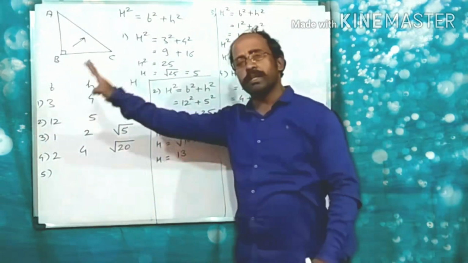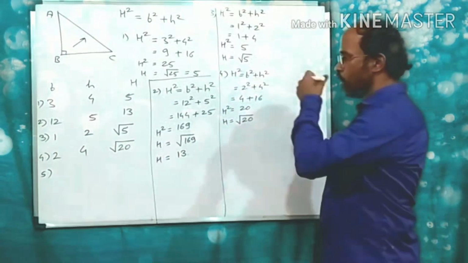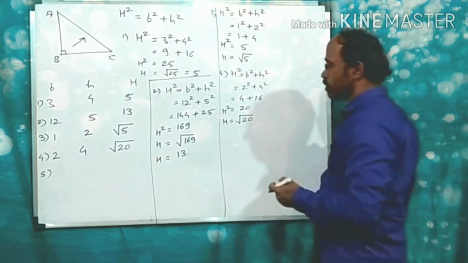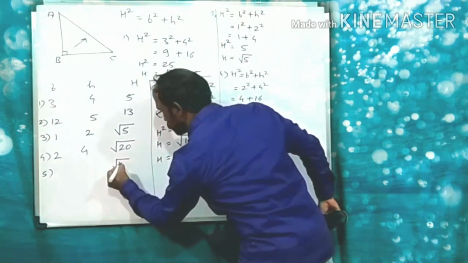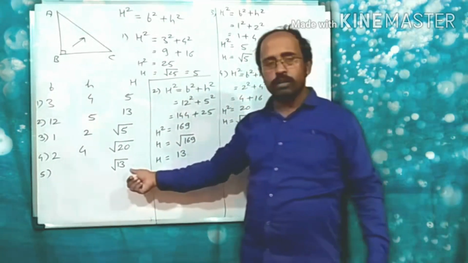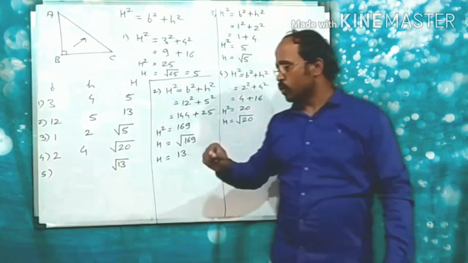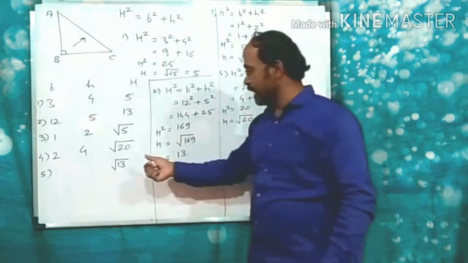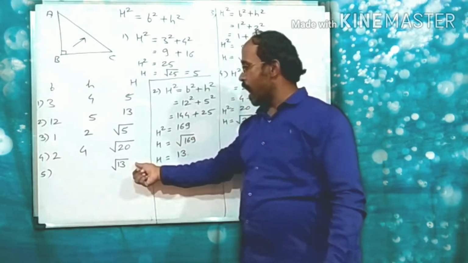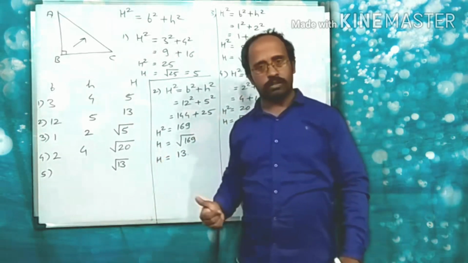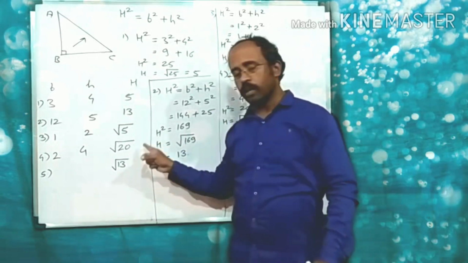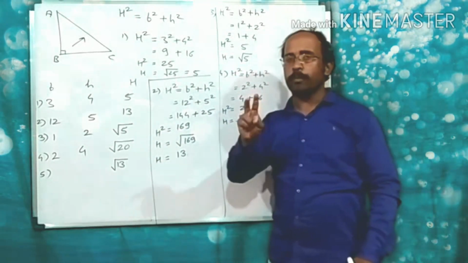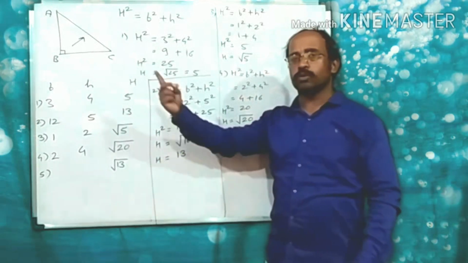Okay students, now consider I want a specific value as the hypotenuse. For example, I want root 13 as the hypotenuse. So what do I have to do? I have to adjust two numbers such that the addition of their squares is equal to 13. To find root 13 as the hypotenuse, I have to add the squares of two numbers such that the addition of their squares is equal to 13.